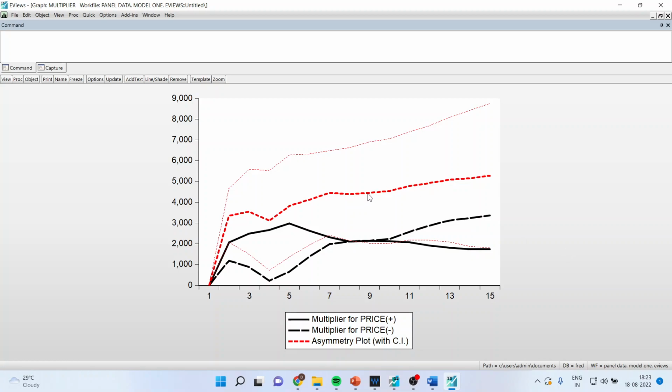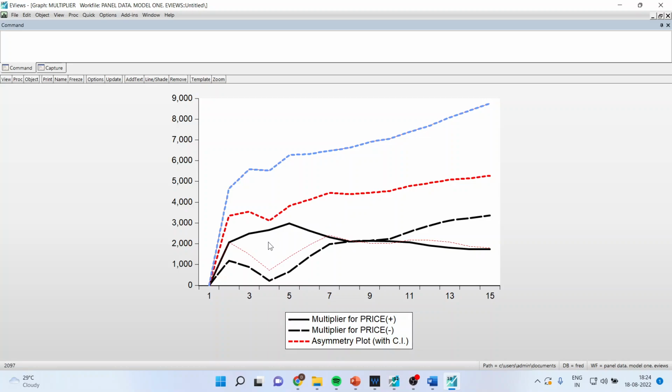Now, first of all, we should always interpret this red dotted line. If this red dotted line of asymmetry and its confidence interval, both the dotted lines, this one and this one, are nearer to zero, it means that asymmetric effects are not significant. If the red dotted line of asymmetry is far away from the zero axis, then the asymmetry effect is significant, which you can see here. This means that price positive and its effect on sales, and price negative and its effect on sales are not symmetrical.